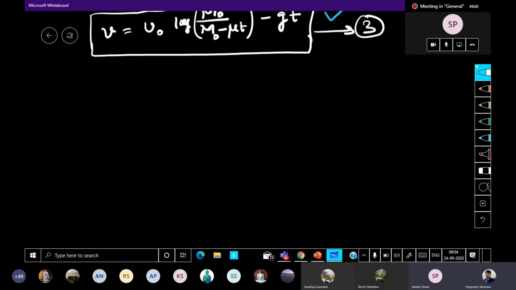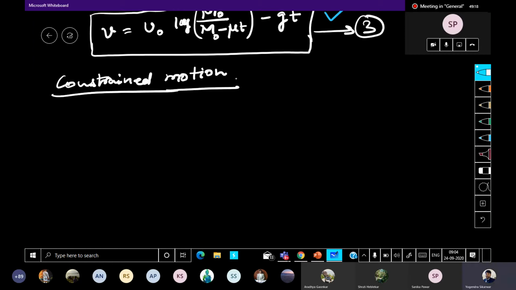Now there is something called constrained equation, which is used in physics. What is it called? Constrained motion. Now what is the meaning of constrained motion? Try to understand. Everyone please pay attention. This is a very interesting topic.